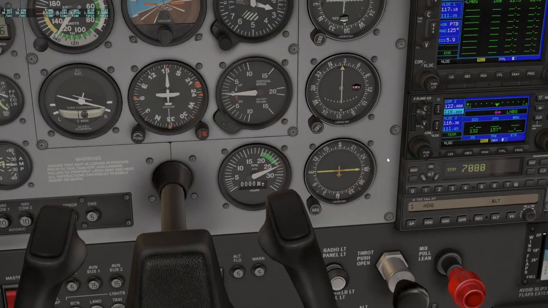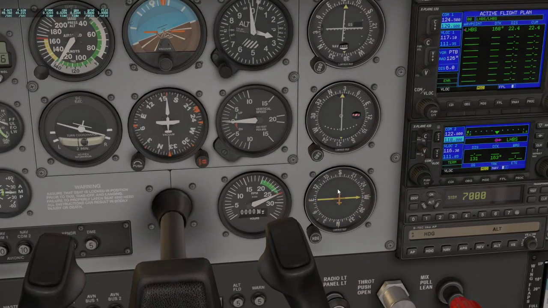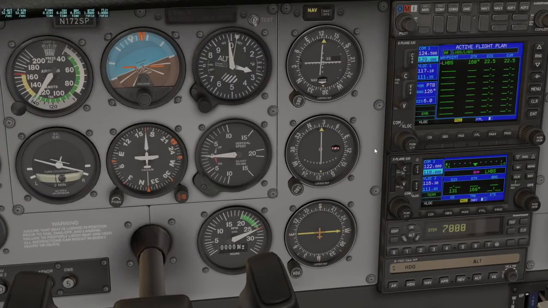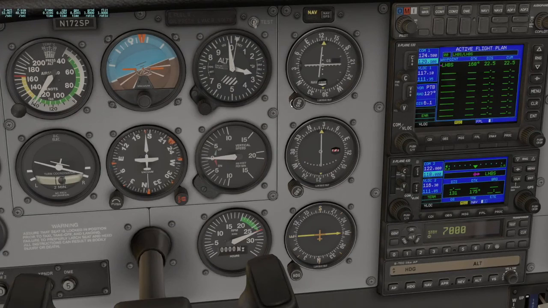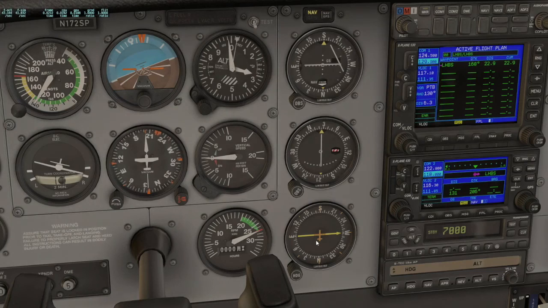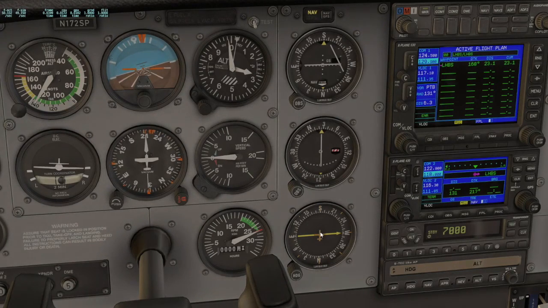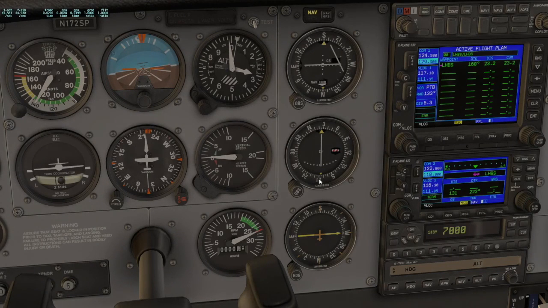And once I intercept the 180, and how do I know this? I go back to my OBS on the CDI and put it right here, select it. Once I see the needle moving towards the center, I'm going to turn into the outbound radial direction. I've intercepted my radial that I'm looking for, 180. I'm going to turn into the 180 heading, and at that point I've intercepted 180 outbound.